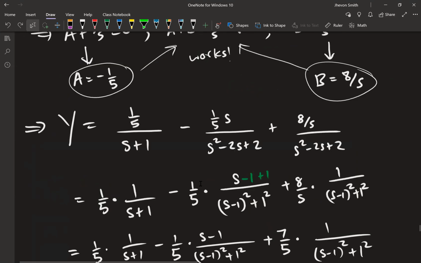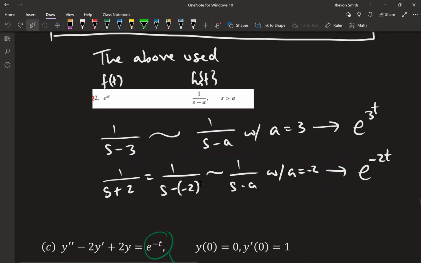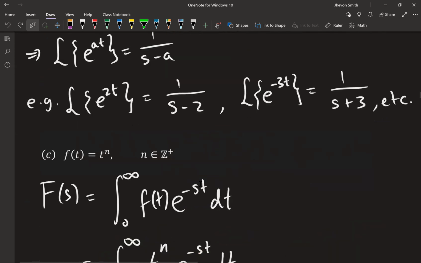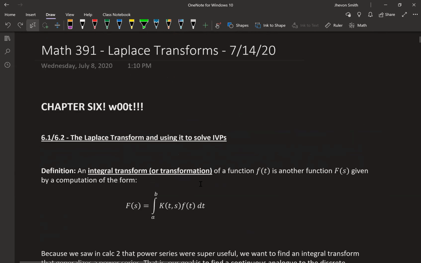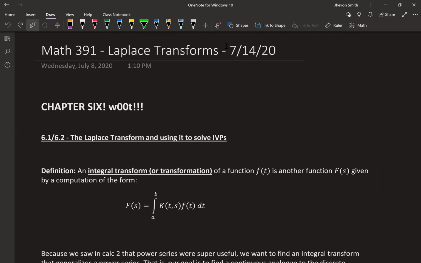And with that, we will end today. So hopefully that was clear. Yes, it's a bit long, but it's a worthwhile method. The Laplace transform, very cool stuff. It's generalizing a power series. And with this generalization, we can turn ODEs into regular equations. All right, so that is chapter 6.